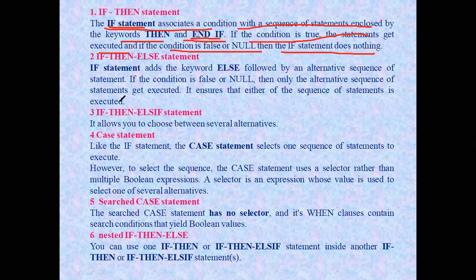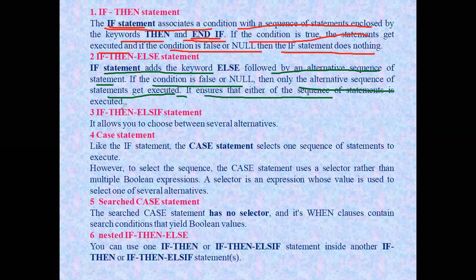Now the IF THEN ELSE statement. The IF statement adds the keyword ELSE followed by an alternative sequence of statements. So if the condition is false or null, then only the alternative sequence of statements gets executed. That means you keep two options: if the condition is true, then the first set of statements will be executed, and if the condition is false, then the alternative sequence of statements will be executed. The IF THEN ELSE statement ensures that one of the two sequences of statements is executed.